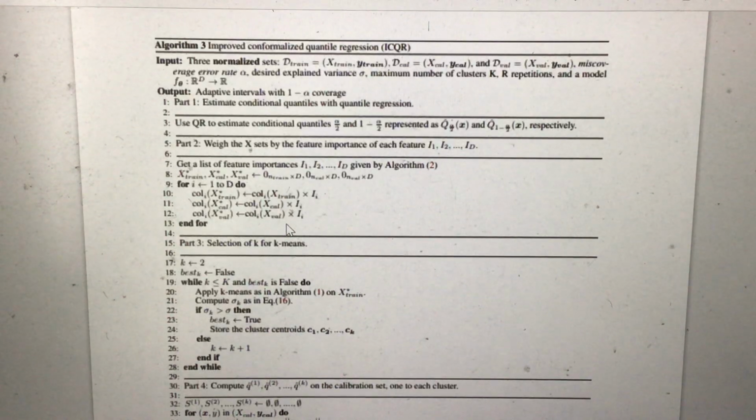Okay, so next we introduce our new method called improved conformalized quantile regression, which is called ICQR. Okay, this is not clear, so I will just show you on paper.